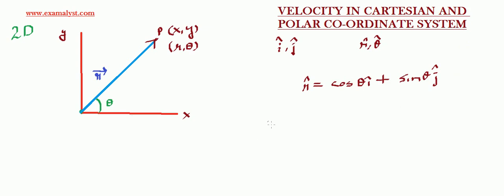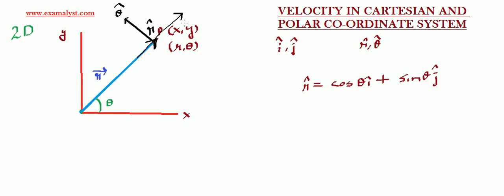Okay, look closely. This is the direction of r cap. Look at the diagram. This is the direction of r cap. Then the direction of theta cap is perpendicular to direction of r cap. So this is the direction of theta cap. Now the question is, how do you know that direction? If r cap is in this direction, then the direction of theta cap is perpendicular to r cap.